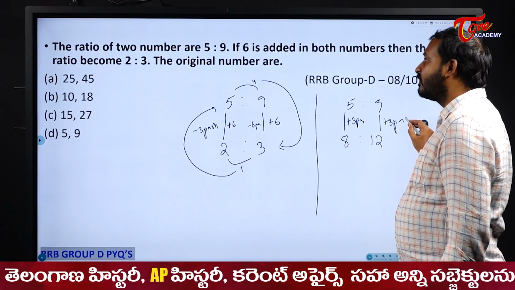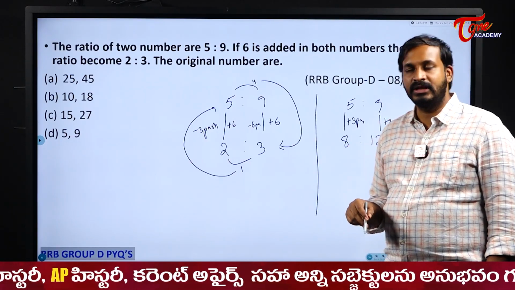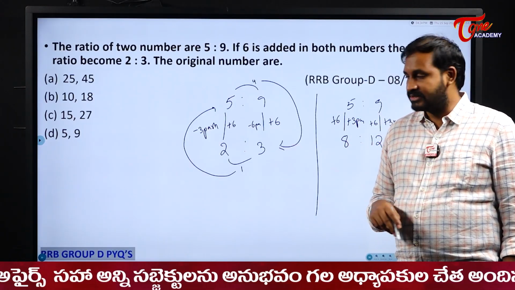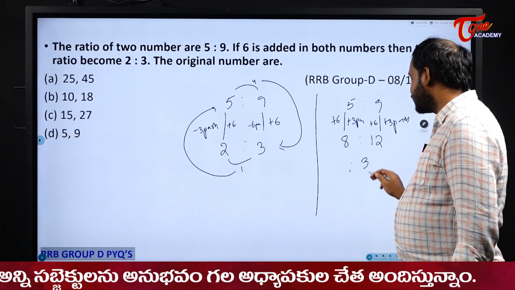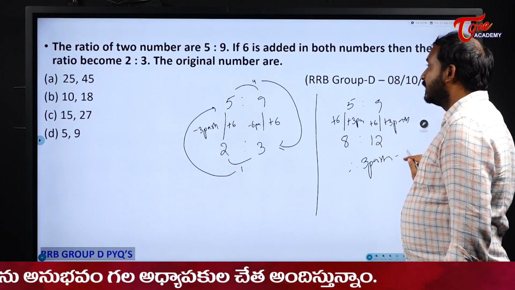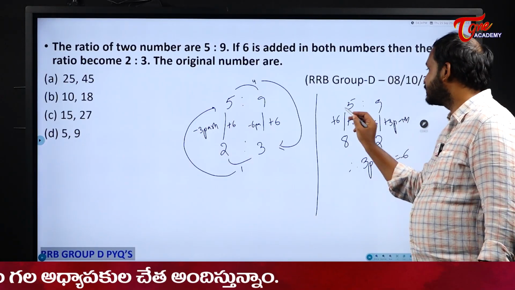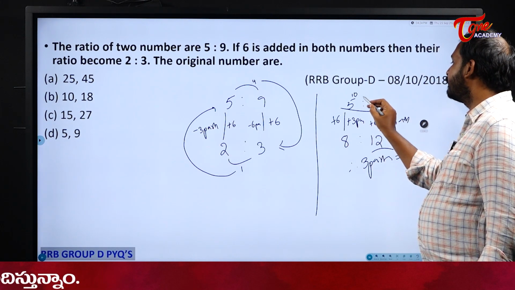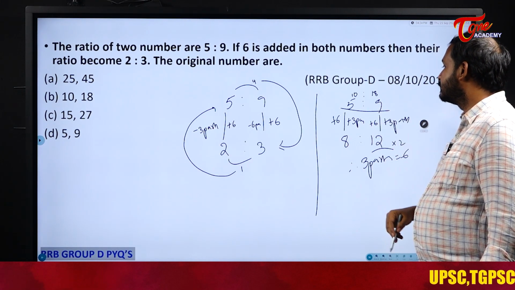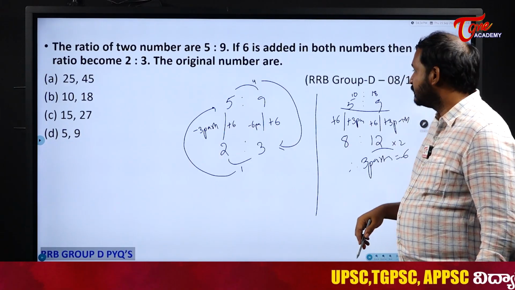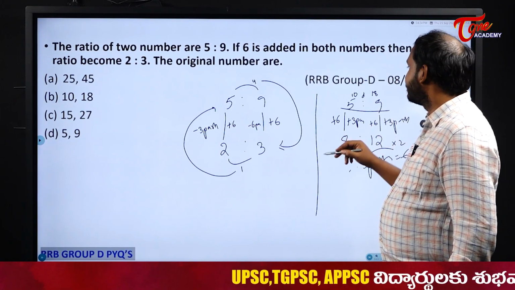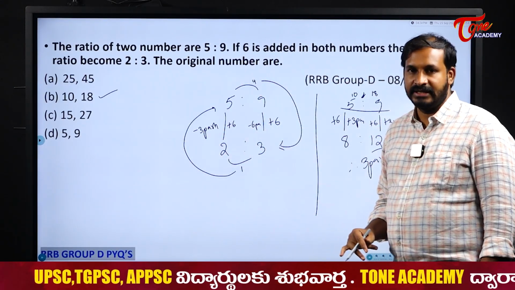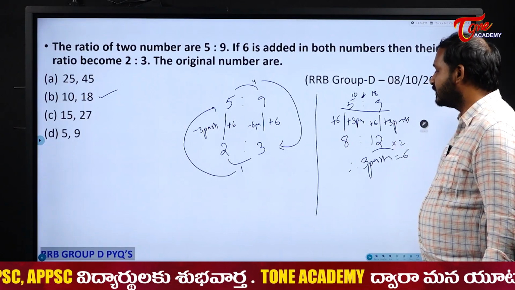This increase is because of what? Both the numbers are added with 6 each. So I can say that 3 parts is equal to 6. They are asking for the original numbers, which are 5:9. So 3 parts is 6, meaning 1 part is 2, and the original numbers become 10:18. The original numbers are 10 and 18. Understood, students?